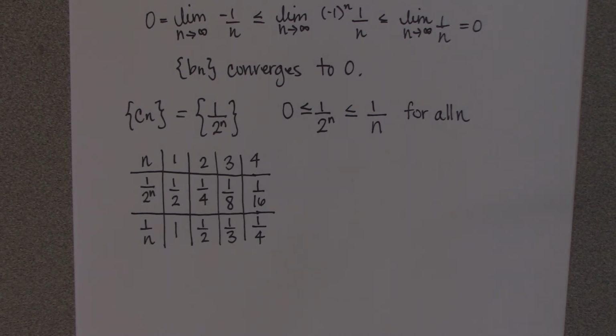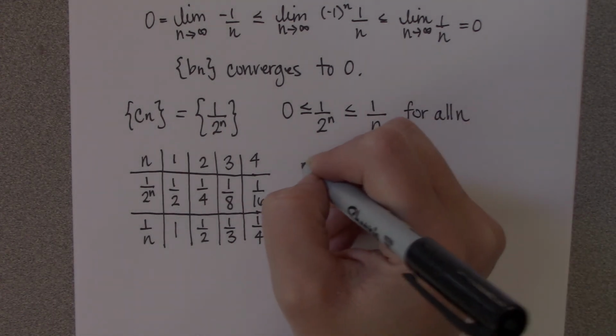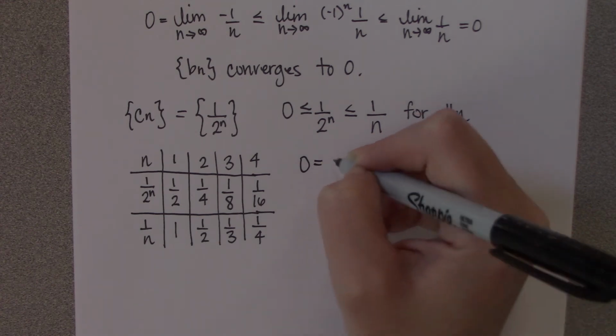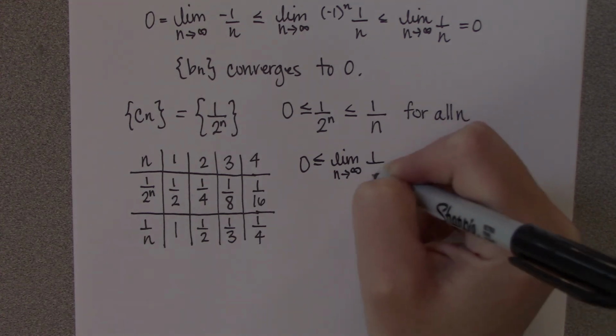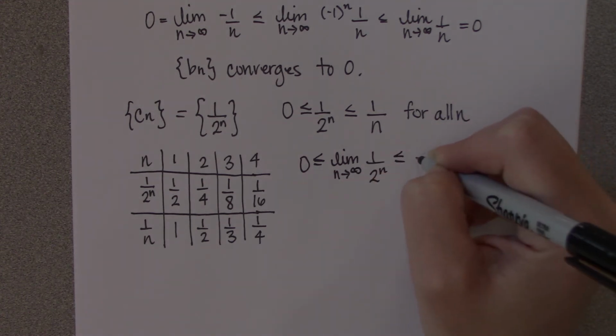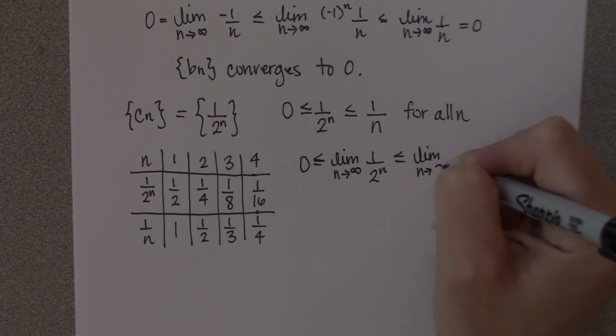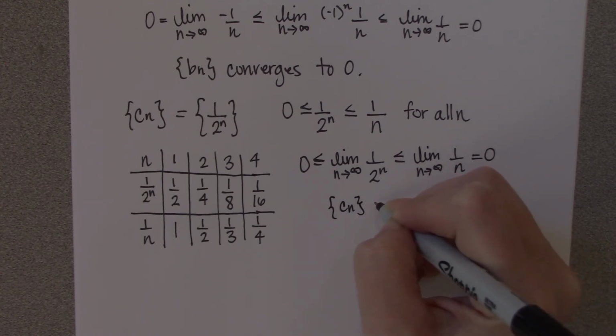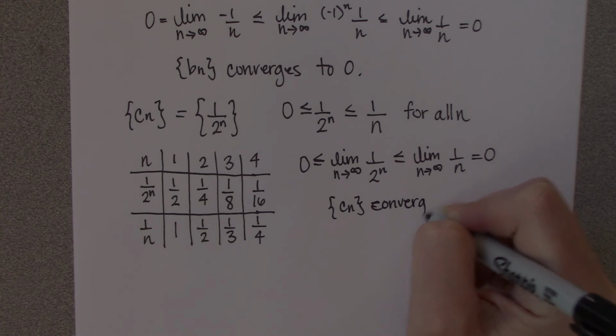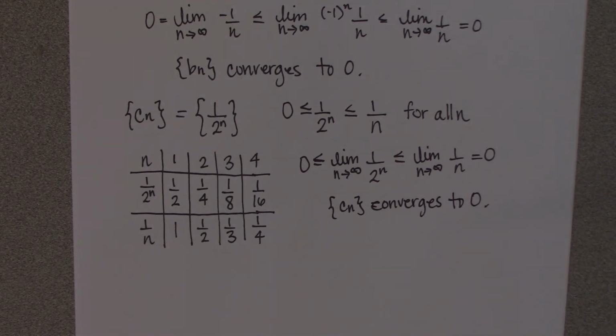So I actually know this is true for all n, because from every n beginning from 1, I can see this pattern emerging, right? 1 over n is going to outpace 1 over 2 to the n. So now that we've confirmed that this is a valid inequality, we can simply take the limit. So clearly the limit of 0 is 0. The limit of 1 over 2 to the n has got to be less than or equal to the limit of 1 over n, which is also 0. So once again, we've shown that this converges to 0.